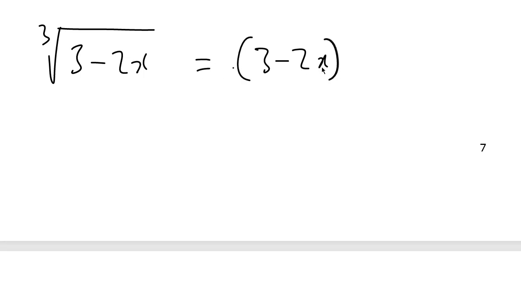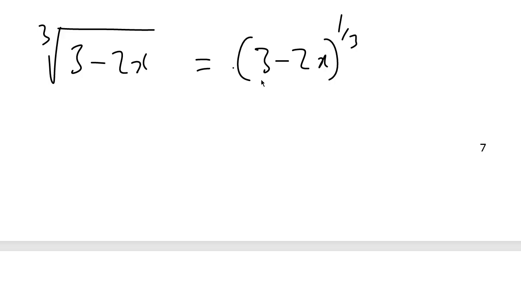So let's say you are given this in the exam. Third root of 3 minus 2x, and you're asked, determine the set of values for which this expansion is valid. What are you going to do? You can rewrite this as what? 3 minus 2x to the power of what? 1 over 3. You understand?